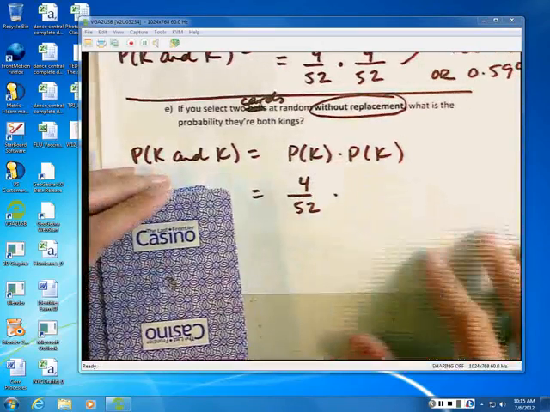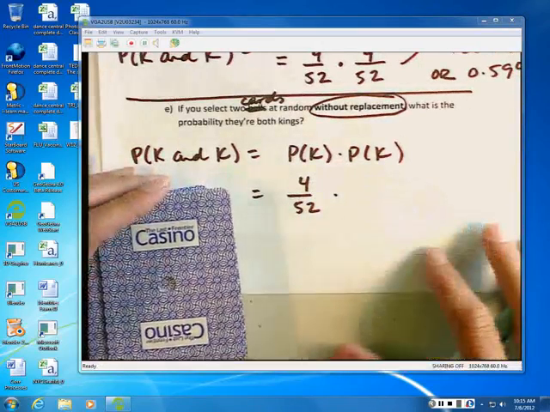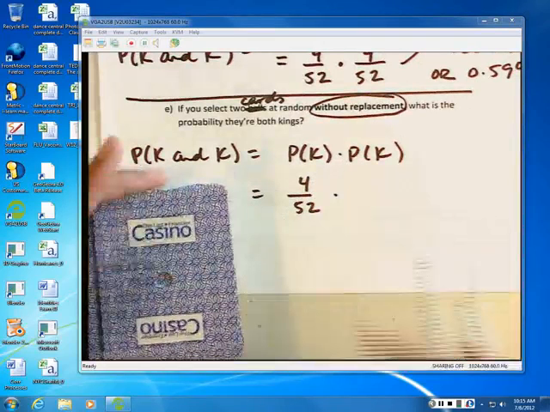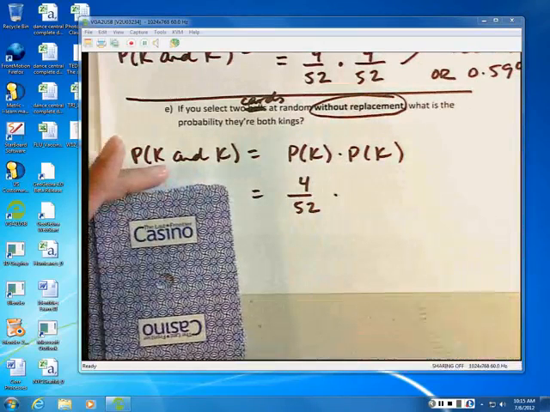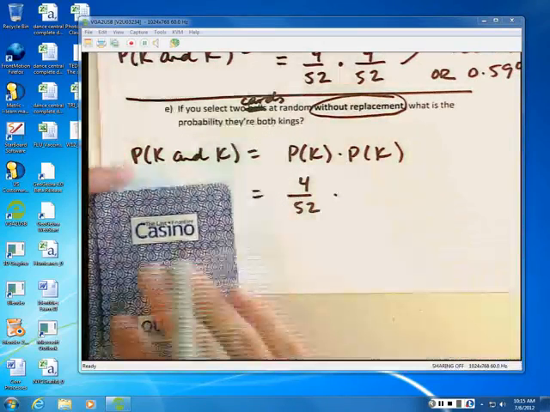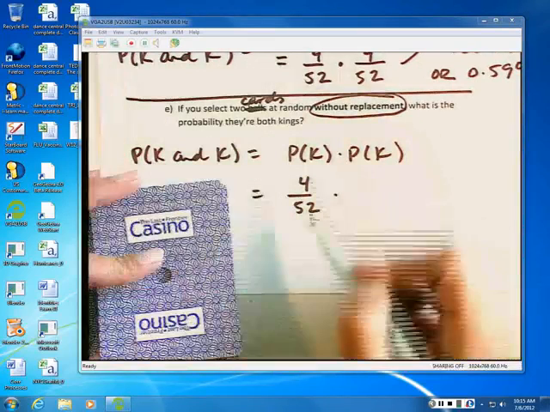practical, because when you play cards, when you're playing blackjack or poker or whatever, you don't get one card and then put it back in. Everybody holds on to their cards, and those cards aren't replaced into the deck. So you can see how these get more complicated. So there are 4 kings in there out of 52.